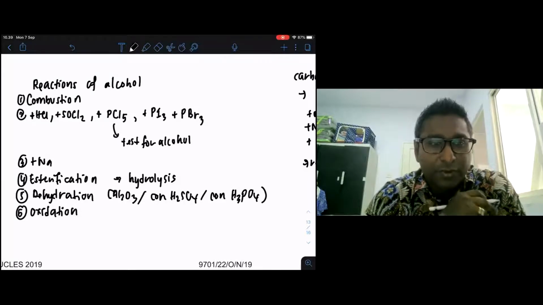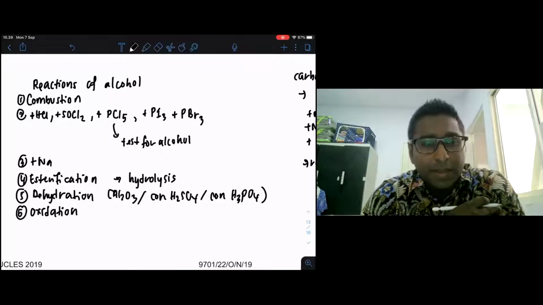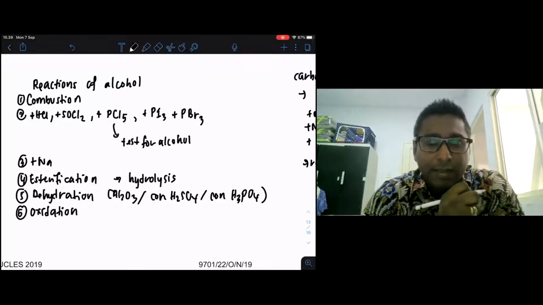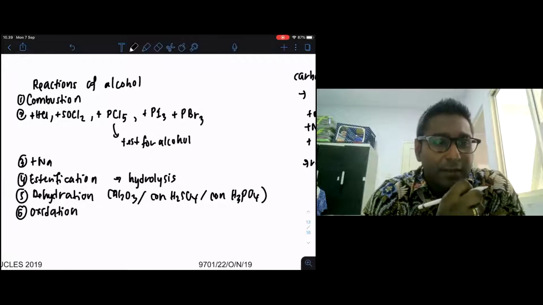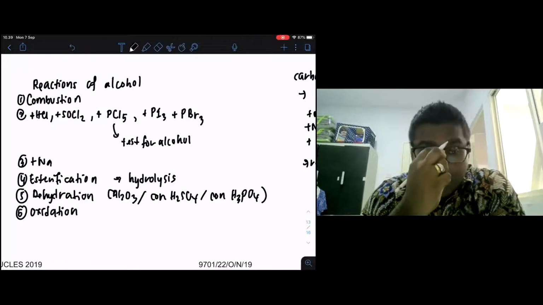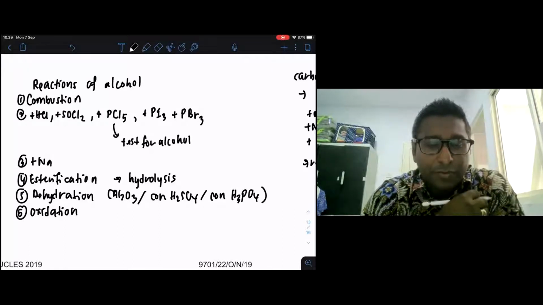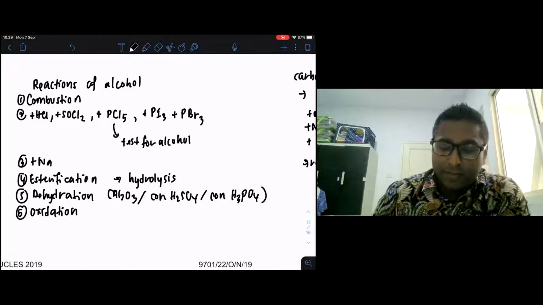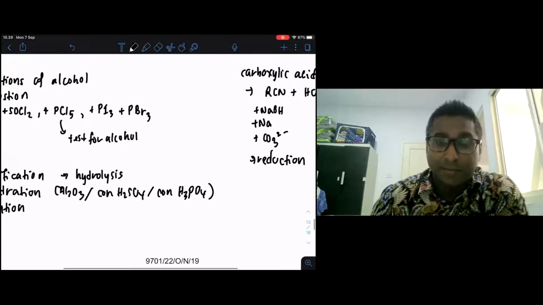Number 3 is going to be reaction with sodium, then esterification. After you get the ester, you can do hydrolysis. We have two types of hydrolysis: acid hydrolysis and base hydrolysis. Alcohol can undergo dehydration as well. We have 3 types of catalysts that you can use. You can read over there. And then we also have oxidation reaction of alcohol, using the oxidizing agents potassium manganate and potassium dichromate.